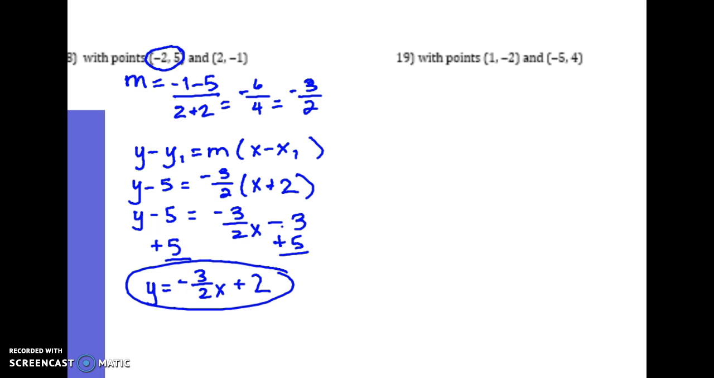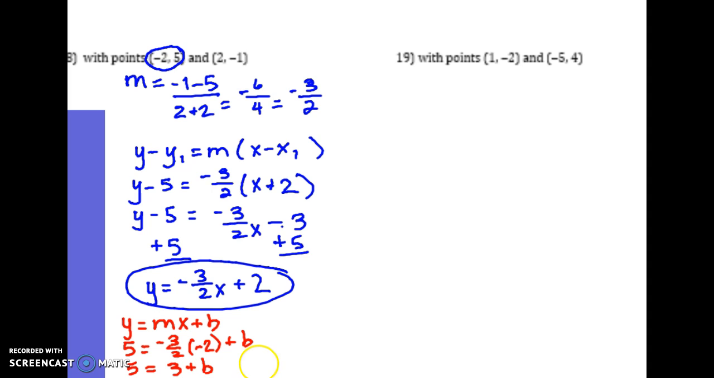Okay, and again, you could have done the same thing and actually just solved for b if you wanted to. So if I did it like this, y is equal to mx plus b, and maybe I use this point, (-2, 5). I would say 5 is equal to my slope, which is -3/2, times my x, which is -2, plus b. So 5 would be equal to 6/2, which would be 3, plus b.